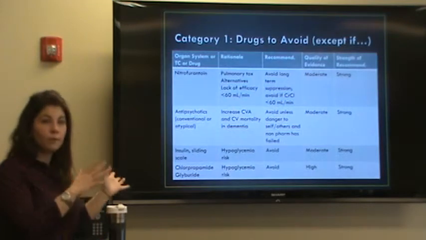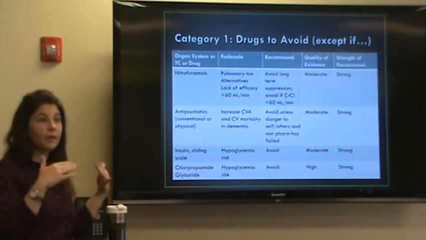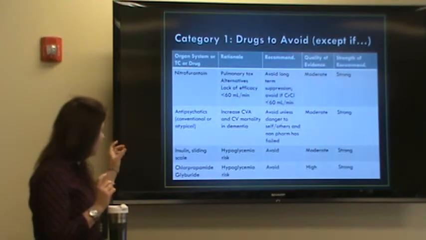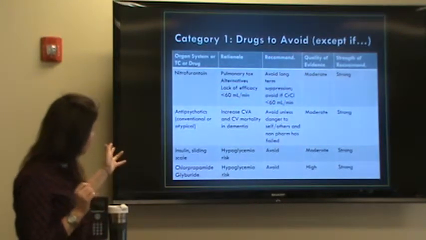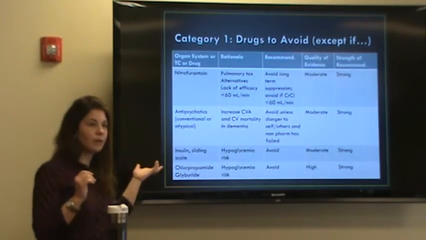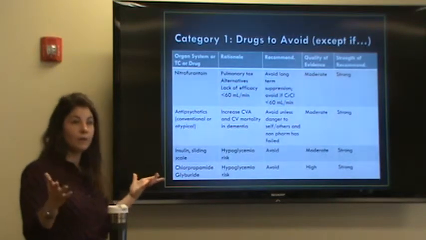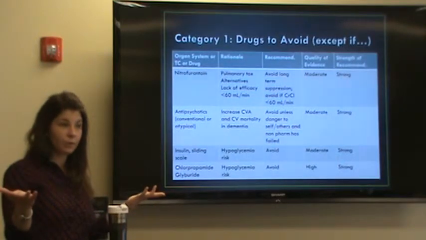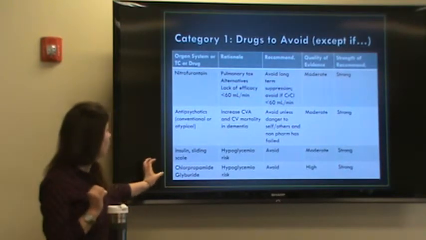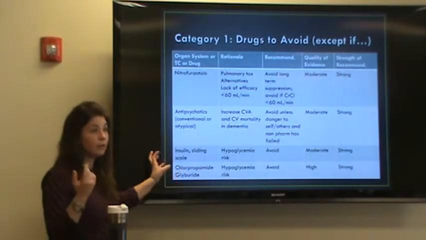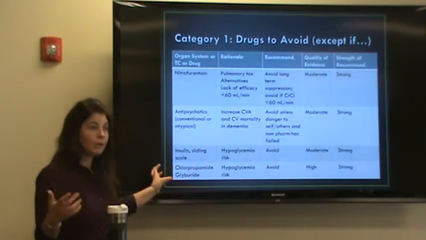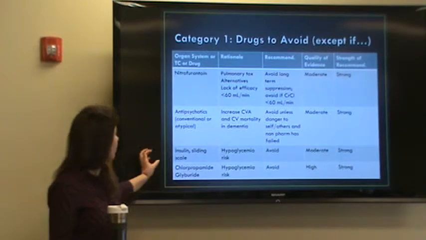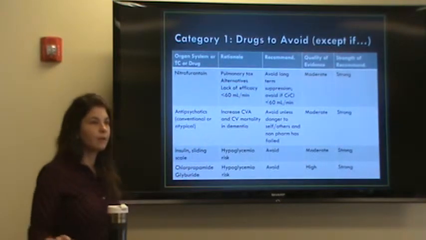So it's not saying avoid it outright, but use it at the lowest dose and avoid it if possible. Also glyburide and insulin sliding scale: they're saying a patient's more likely to have hypoglycemia. We know that if you experience hypoglycemia, you increase your mortality, right? These are some older diabetic medications that aren't eliminated in these patients, so they're getting increased hypoglycemia. This is kind of at home: don't use insulin sliding scale.